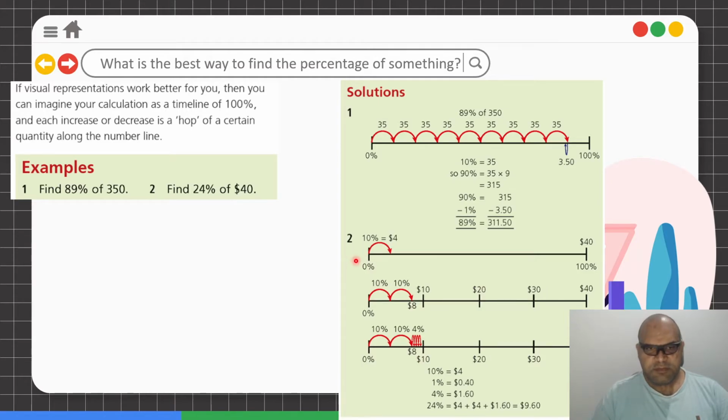Number 2, the same thing, 24% of 40. Well, we know 10% is 4. You know 20% is 8 because it's 4 plus 4, 8. And we need 4% more. We need to add 1% four times. What is 1% over here? Well, as you remember, 0.4. We are adding 0.4, and the others, 2, 3, 4 times 0.4. And we have 10% is 4, 1% is 0.4, 4% is 1.6. You just add 4 plus 4 plus 1.6. The final result, 9.6.